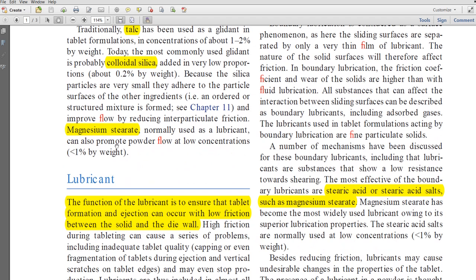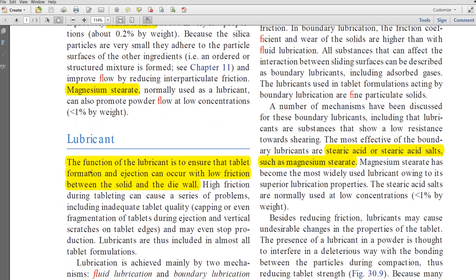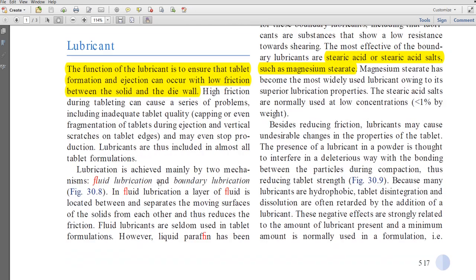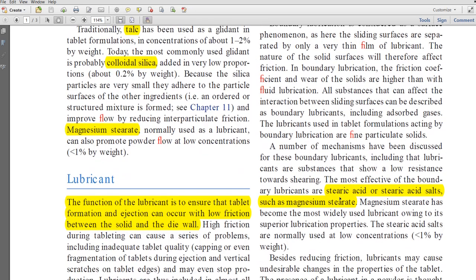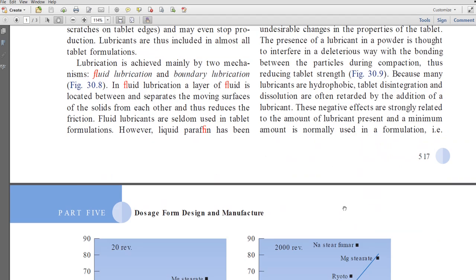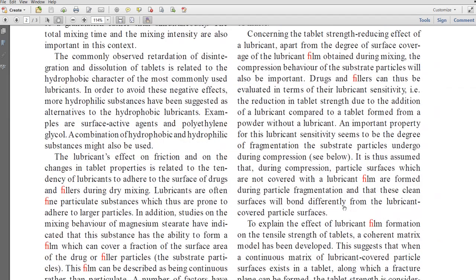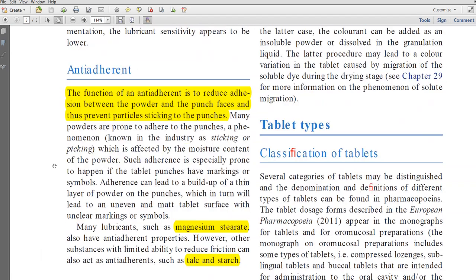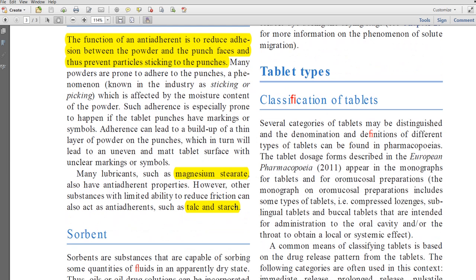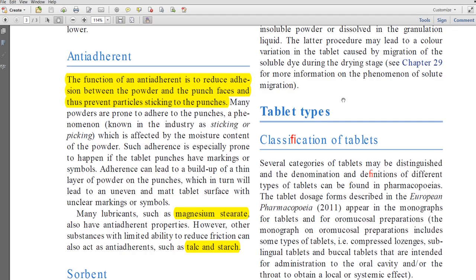We have also magnesium stearate. Lubricant, this is the function, and an example of lubricant is here: stearic acid or stearic acid salts. We have magnesium stearate. Regarding the anti-adherent, this is the definition, what the function of anti-adherent is, and we have examples: magnesium stearate, talc, starch. And this is a homework for you to do.